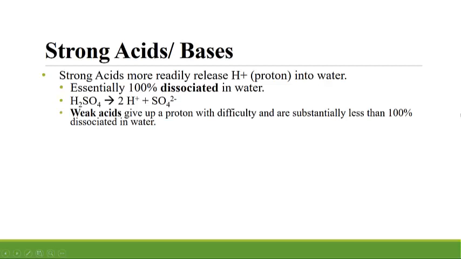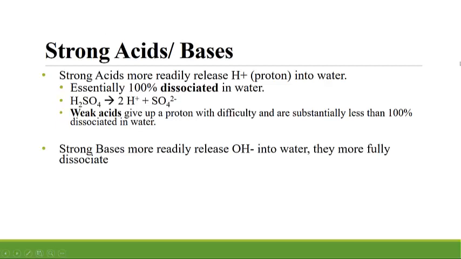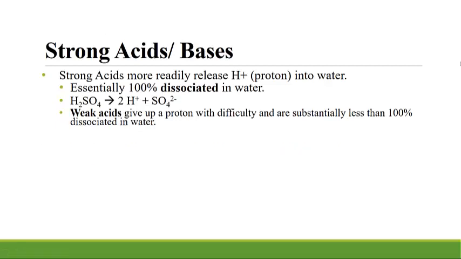A weak acid, on the other hand, is something that gives up the proton with a lot of difficulty, meaning it doesn't want to break apart. A good example of this is acetic acid, or vinegar. If we had 100 molecules of acetic acid, probably only maybe 10 or 5 of those are going to break apart. Most of the time, it's going to stay as acetic acid. And so we call those a weak acid.